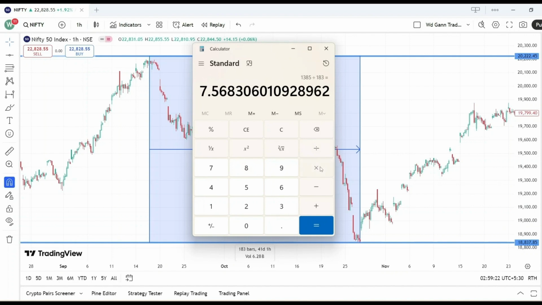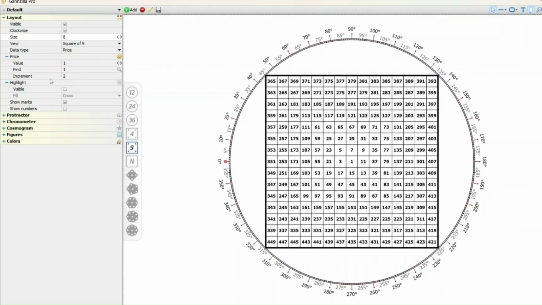After that multiply it by 4. So our increment value is 30.27. We will consider it as 30.3. Put this value in the Gannzilla application. So our increment is 30.3. Now what we have to do is take the value option and find option.